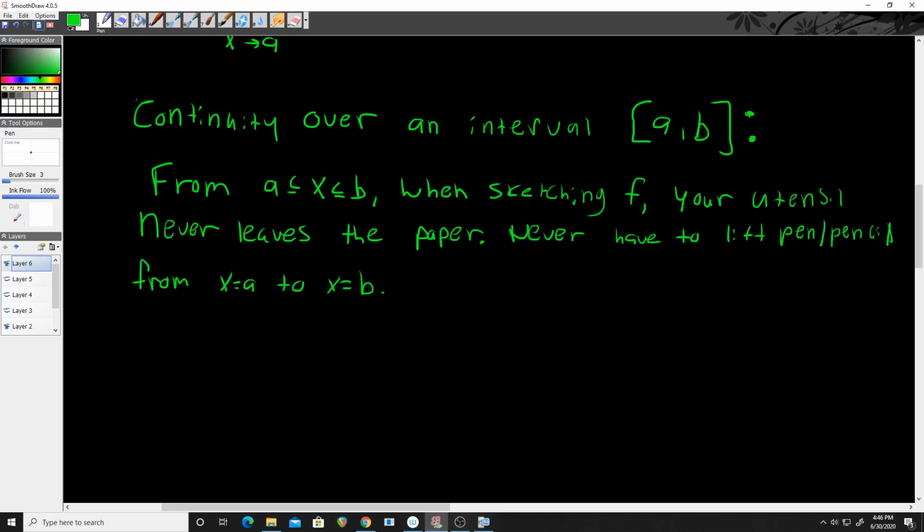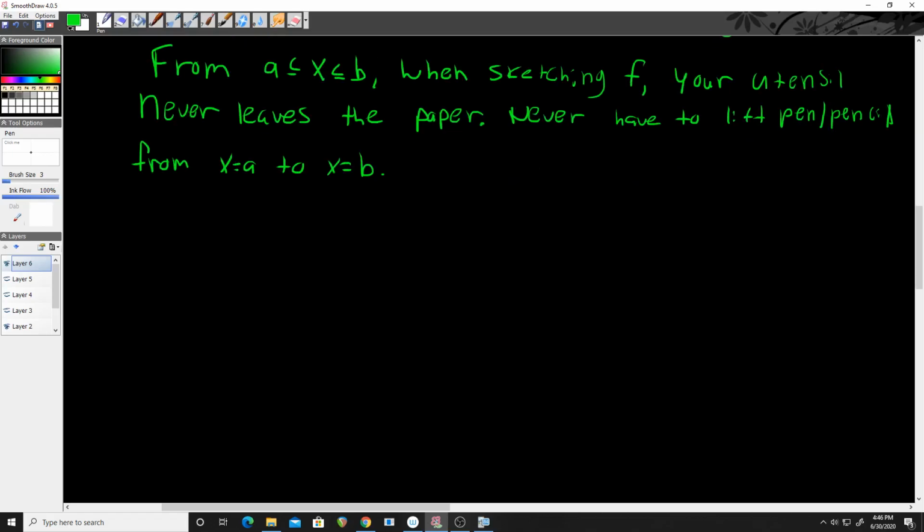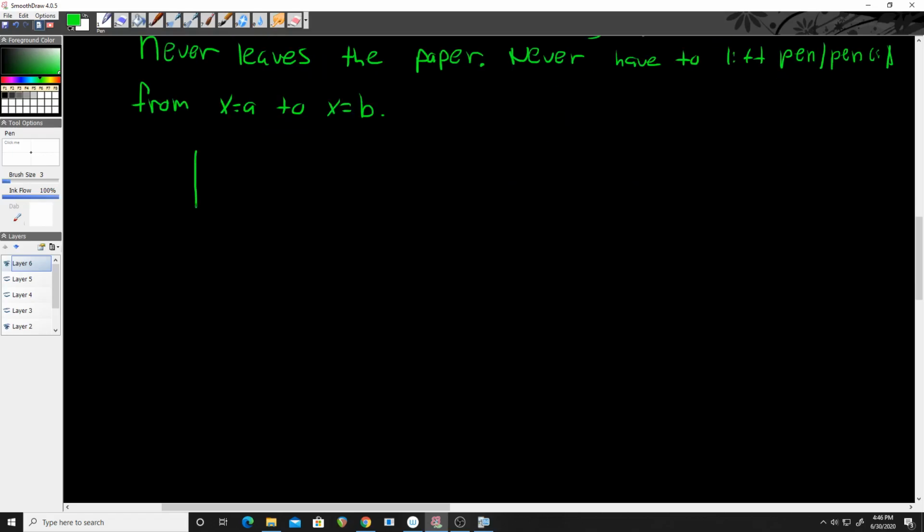So what does that look like? I'm going to draw a bunch of examples of continuous curves. It could be negative. Let's say this is x equal a. Let's say this is x equal b. So here's a continuous curve. Let me change my color. I want to draw a continuous curve now. Here we go. There's a continuous curve.